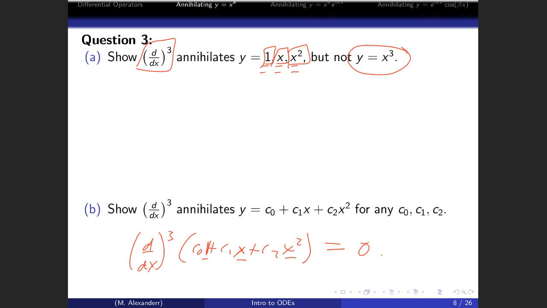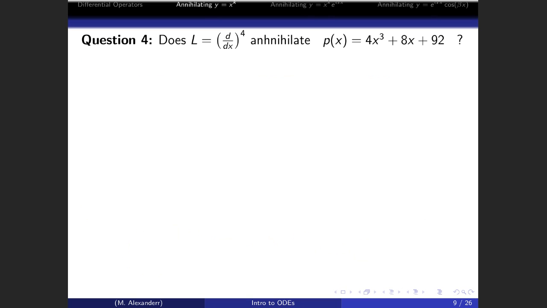All right, so now let's make this a little bit more general. Just going up one more level, you would have guessed. Now the question is more specific. Does the operator L in red annihilate, or cancel out, the polynomial 4x^3 + 4ax + 92? And the answer is yes.